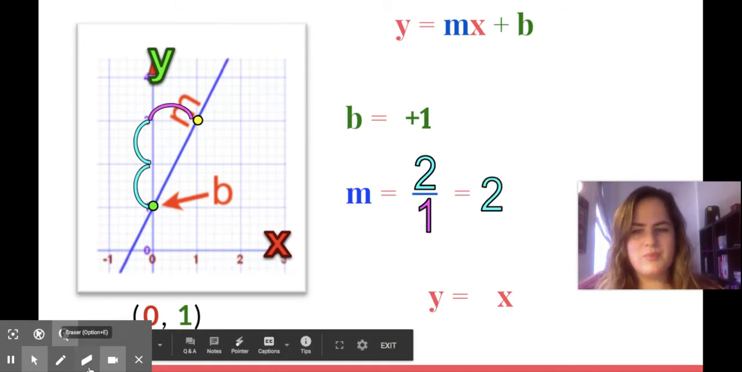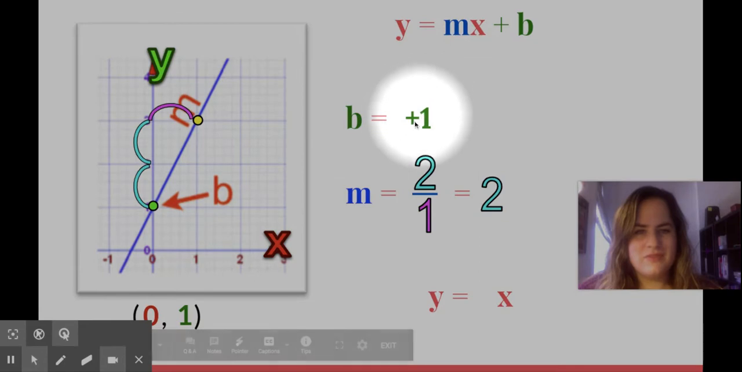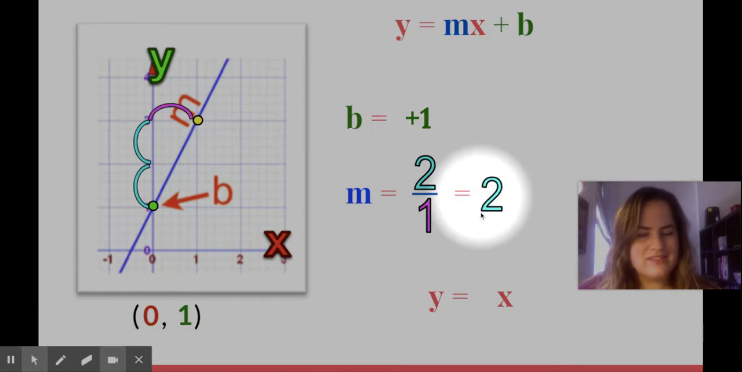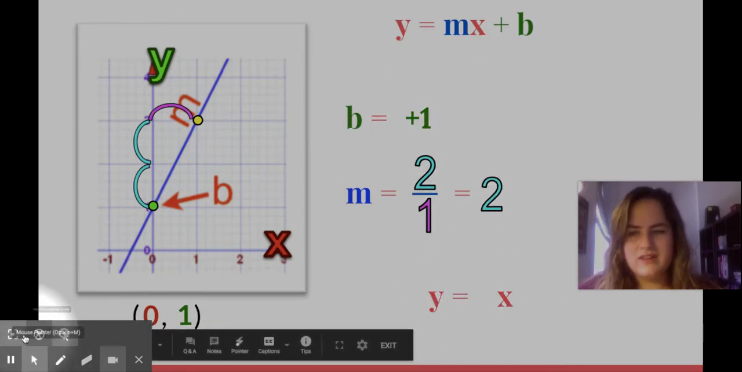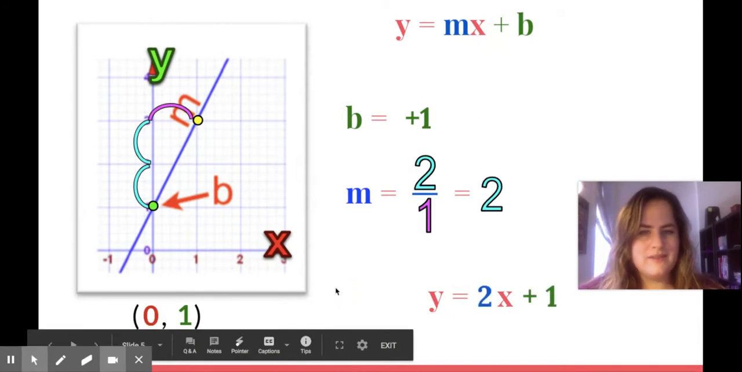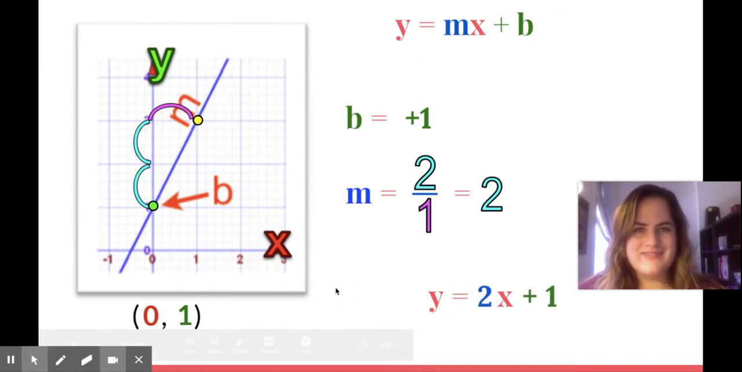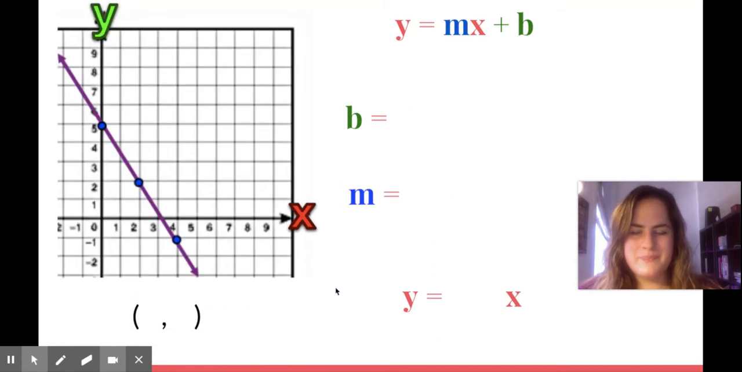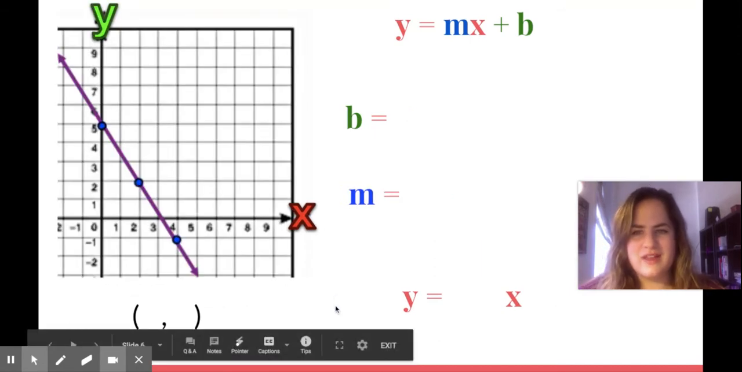So now I'm going to put both pieces of information, the y-intercept and the slope, into the equation of a line. And it's going to be y = 2x + 1. And that's it. Okay, let's try another one. We have a new line here. I'm looking at my y-axis. See if you can figure out the y-intercept.